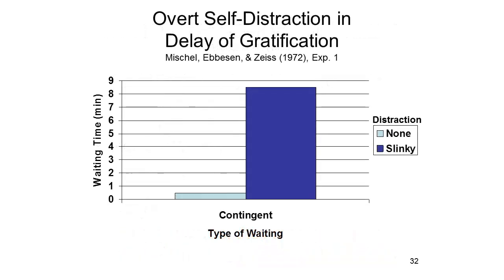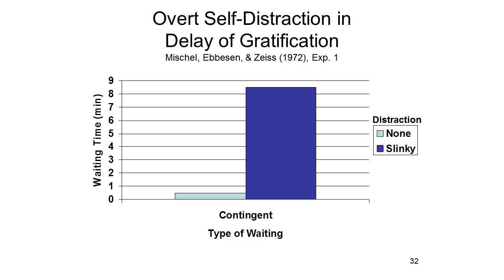A formal experiment by Mischel and his colleagues put this strategy to the test. Children were given the choice between marshmallows or pretzels, and then had to wait for the experimenter to return before they could receive their preferred reward.